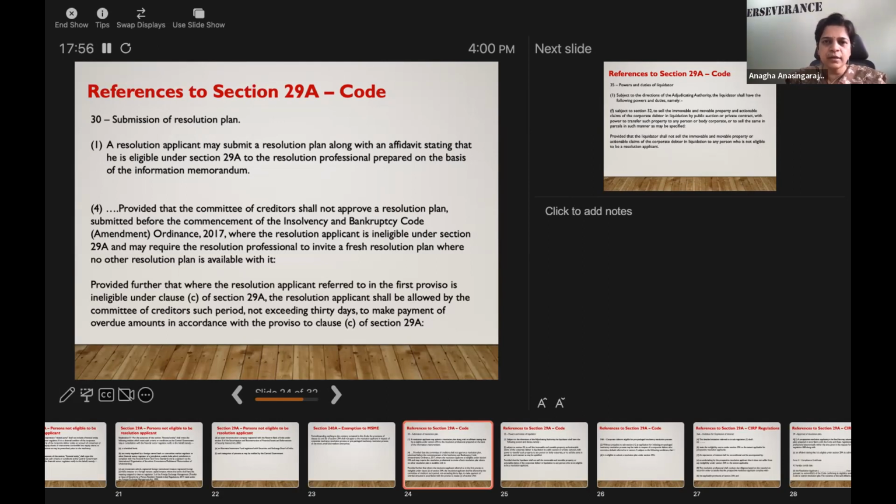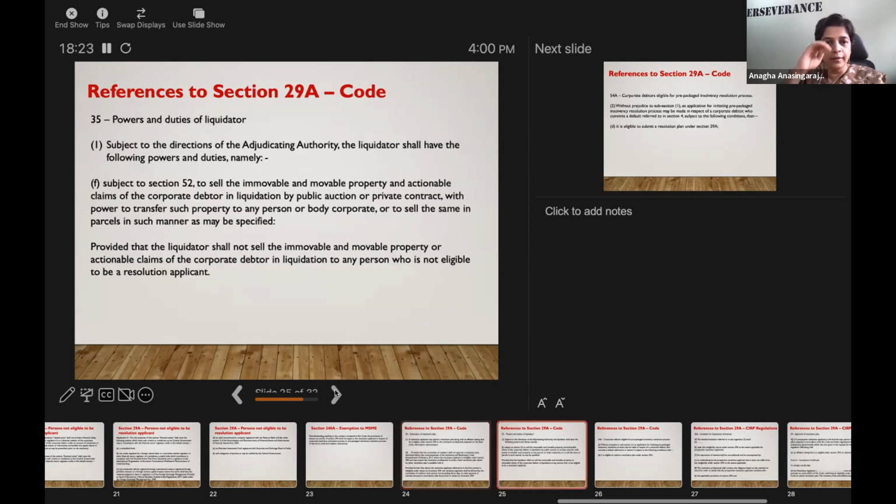In cases where there were pending CRPs and there was no resolution plan, or a certain resolution plan was before the COC, a period of 30 days was given to the resolution applicant to show that he is eligible under 29A. Again, the intent, as we saw, was that only eligible persons should be allowed to file resolution plans in respect of the CD.